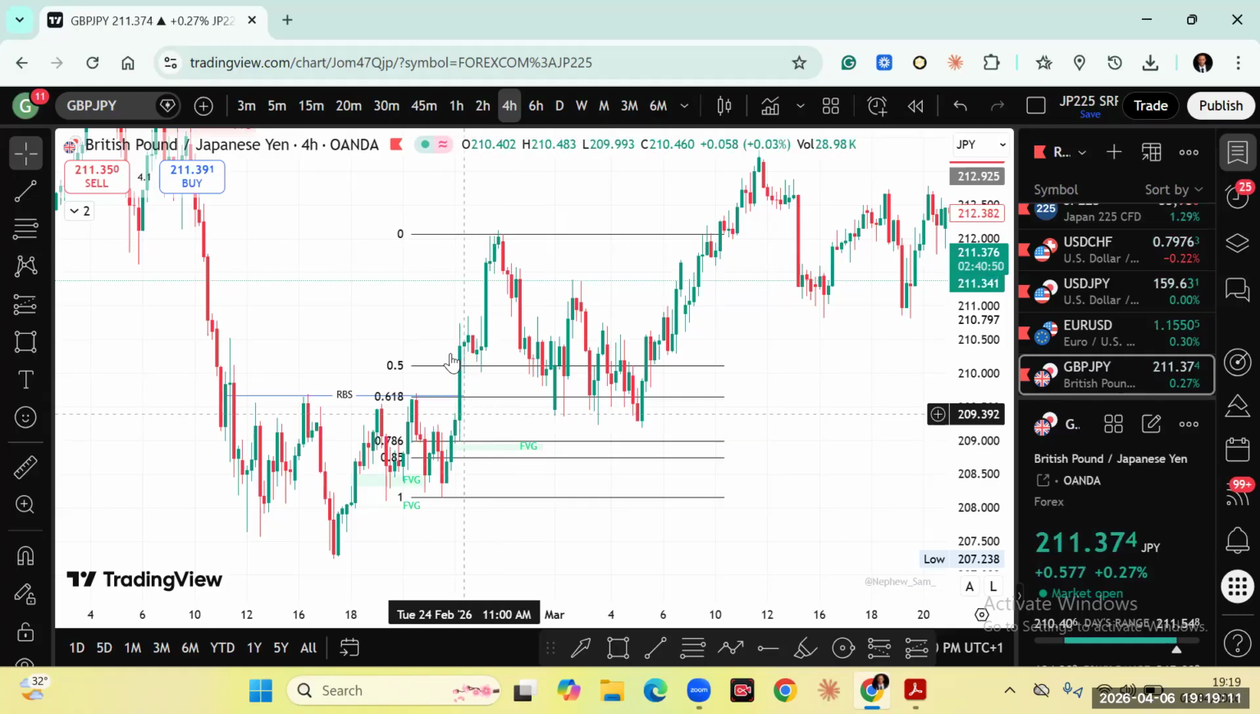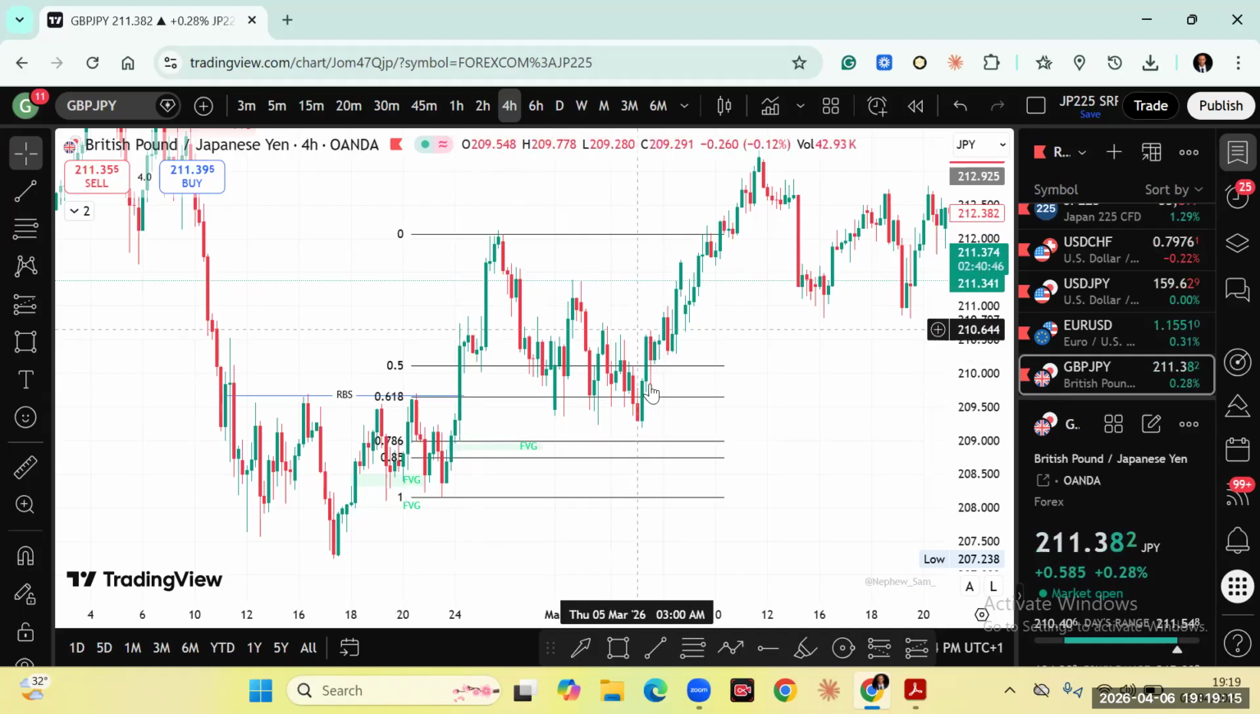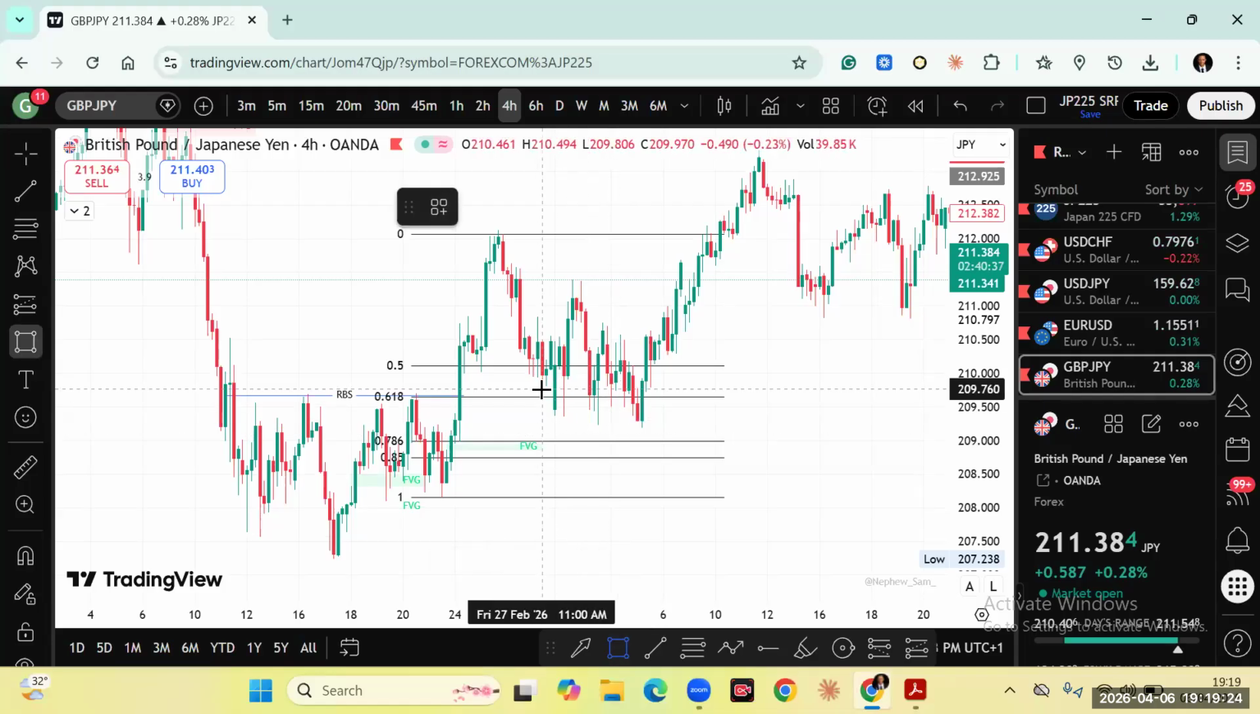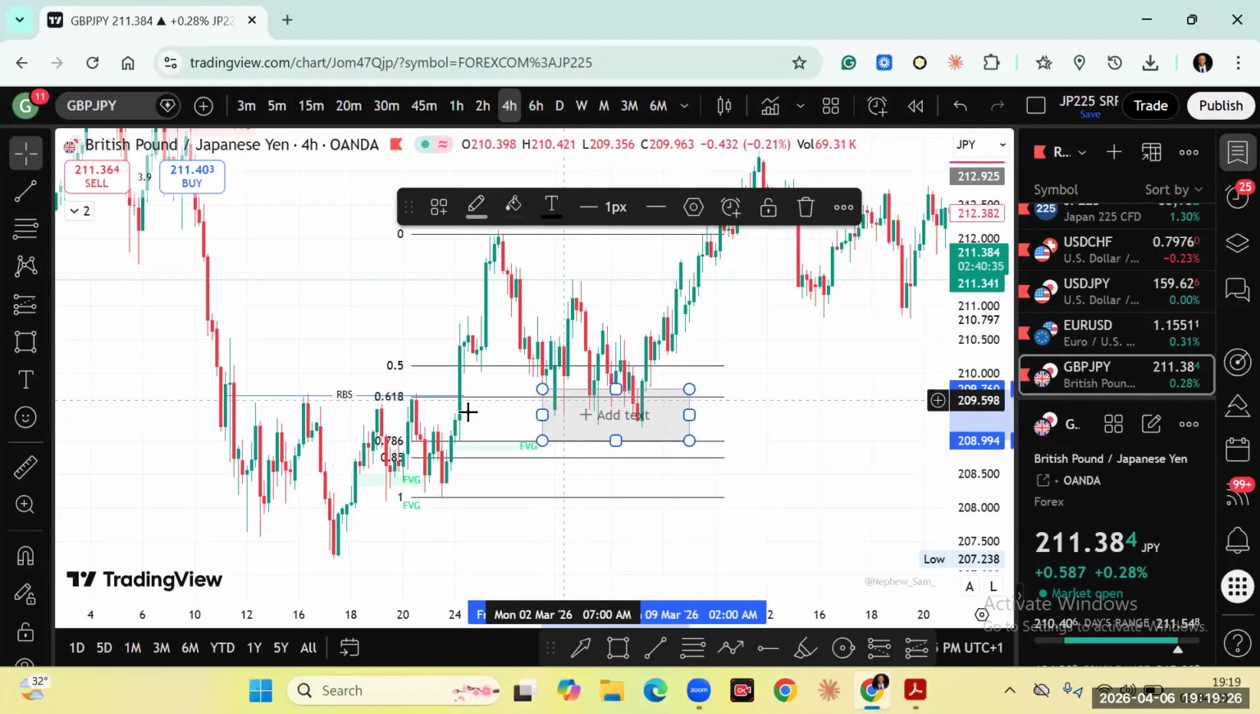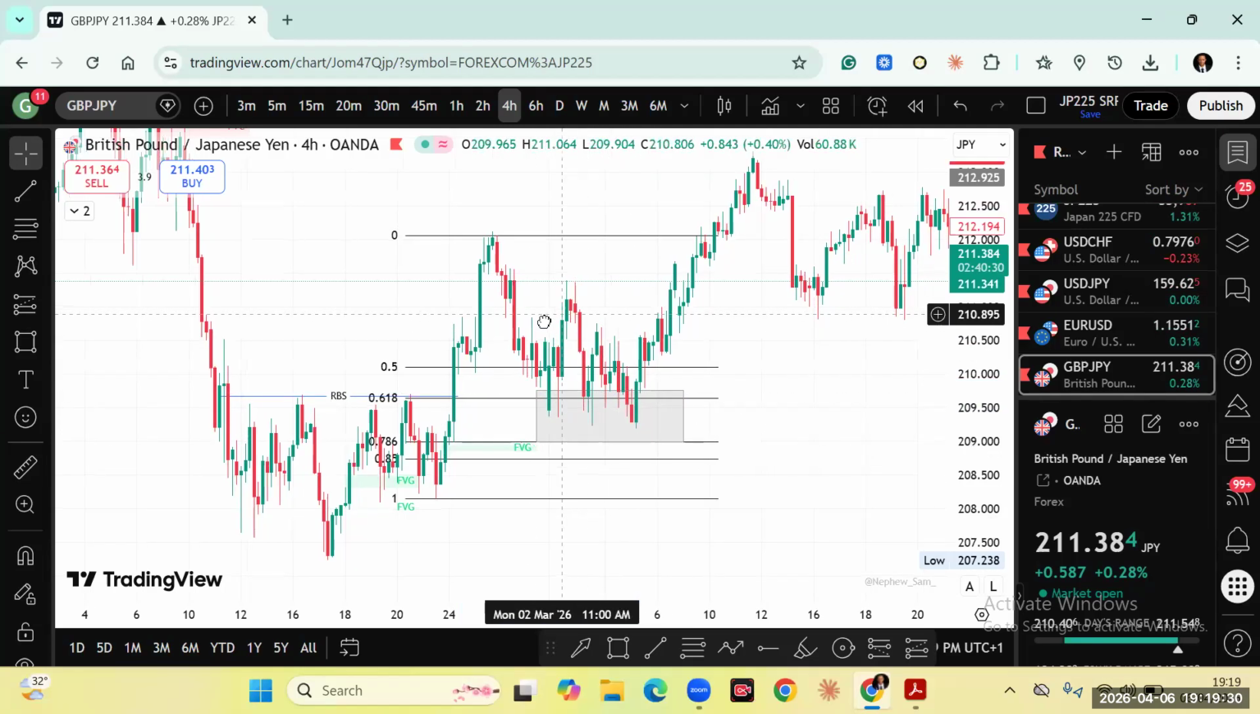When price has done all these things, it took days before price came back here. It did this on 24th February and came back on 5th March, probably close to a week. And maybe if we talk about POI, we talk about the confirmation we use, how we knew where to buy from here. And this is where you enter.